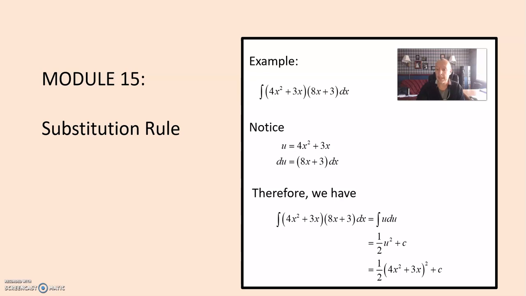Plugging back in our value for u, we have our final result, which is 1/2 times the quantity 4x squared plus 3x, all to the second power, plus our constant.